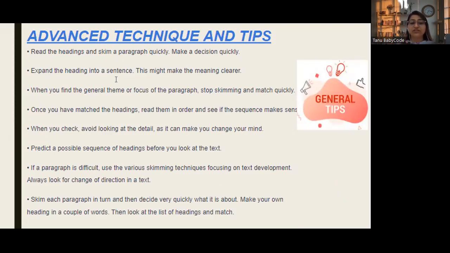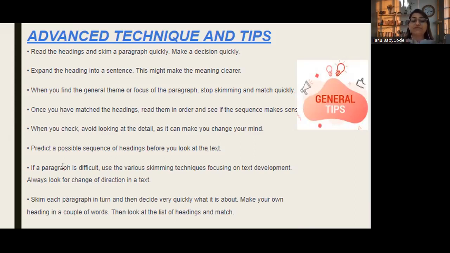When you find the general theme or focus of the paragraph, stop skimming and match quickly. Once you have matched the headings, read them in order and see if the sequence makes sense or not. When you check, avoid looking at the detail. It can change your mind. Predict a possible sequence of headings before you look at the text.